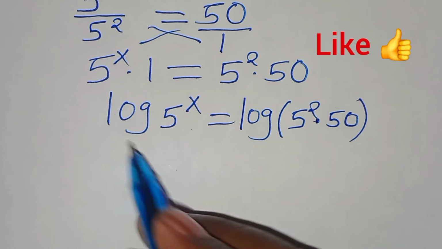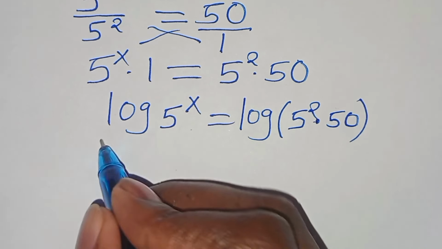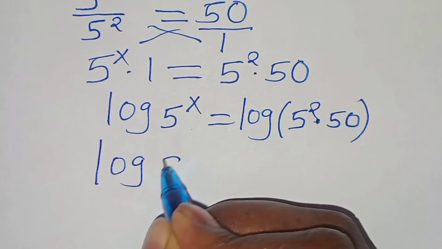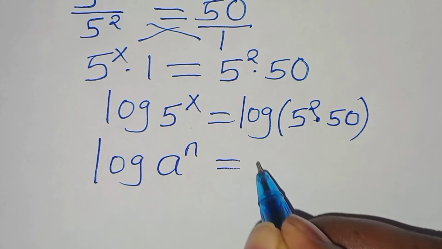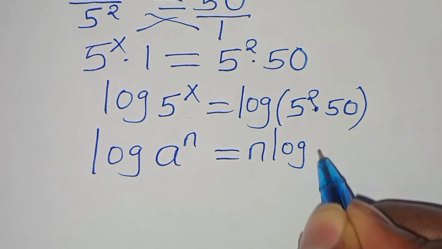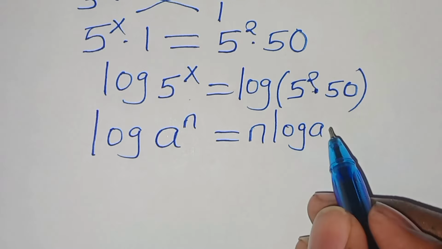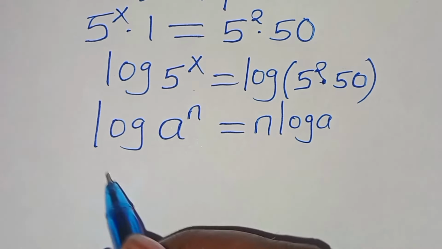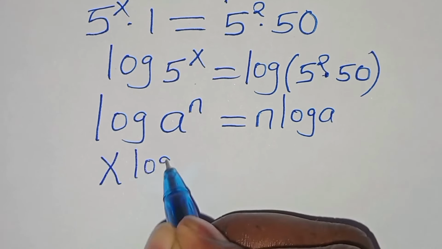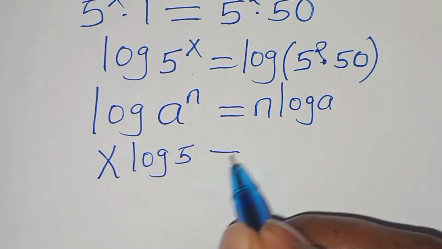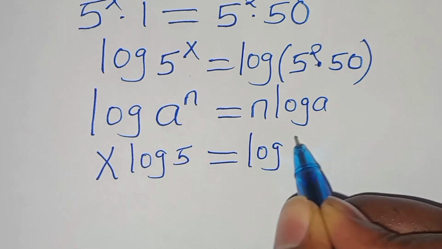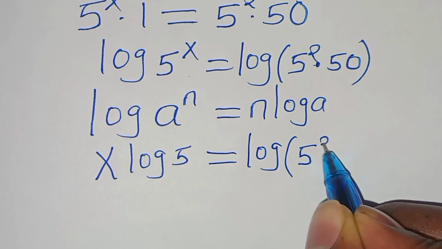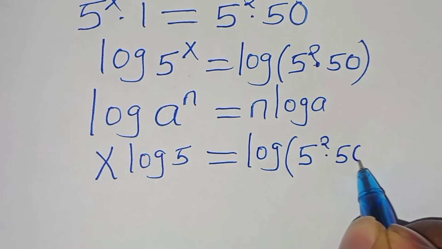The next step is that log 5 to the power of x is in the form of log a to the power of n, which can be expressed as n log a. Applying this power rule property, log 5 to the power of x becomes x log 5, equal to log of 5 to the power of 2 multiplied by 50.